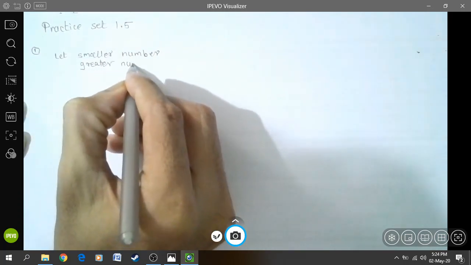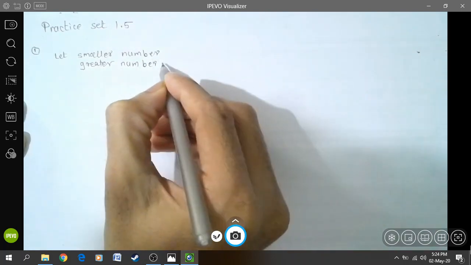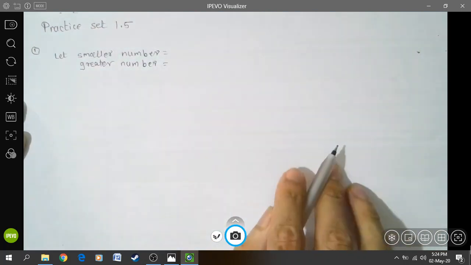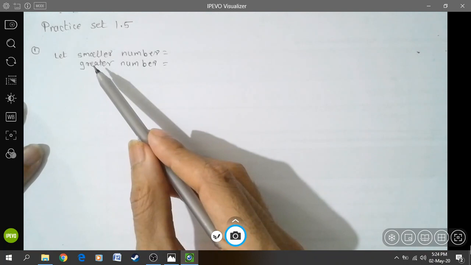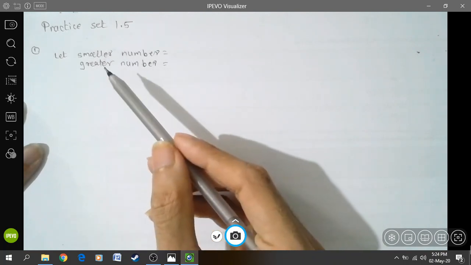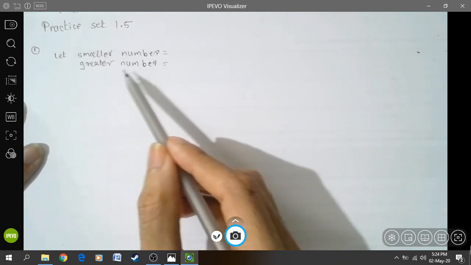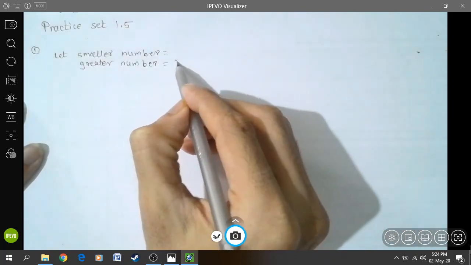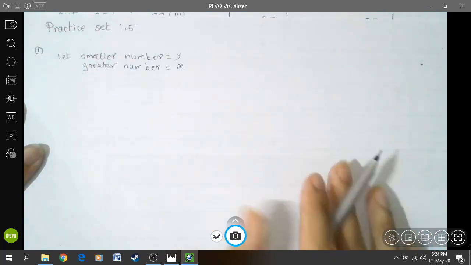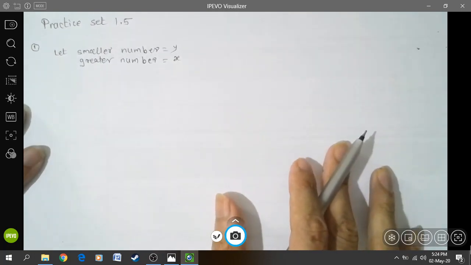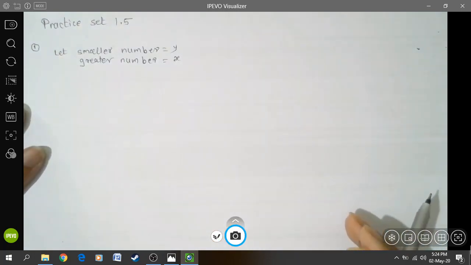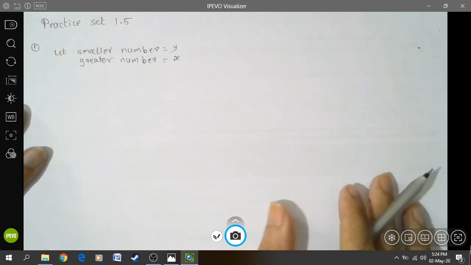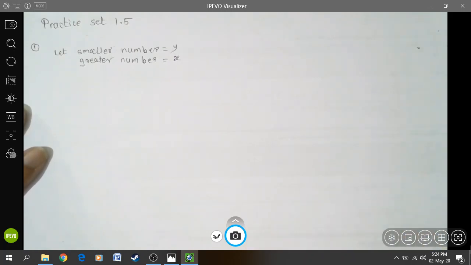Why are we calling them smaller number and greater number? Because when there are two numbers, there should be one number which is greater and the other number should be smaller. That's why we are assuming the greater number is x, and the smaller number is y. Now we got the variables. Now what is the second step? To form two simultaneous equations by the conditions in the example.